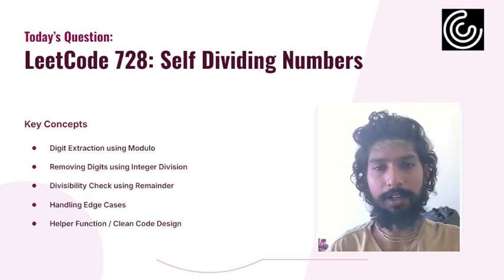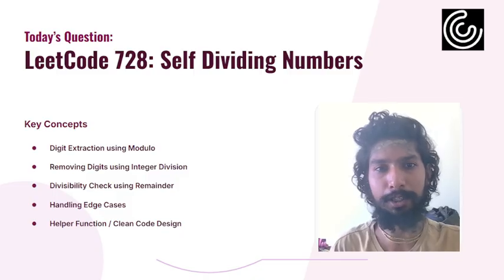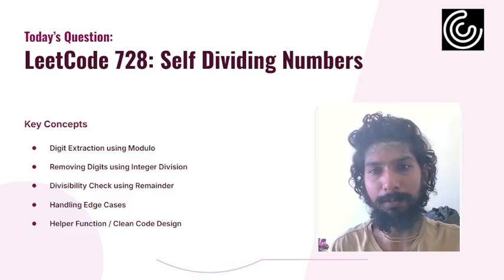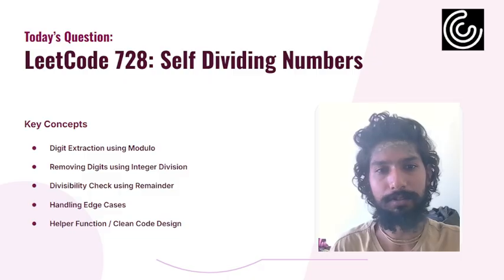Today we are solving a very simple looking LeetCode problem, self-dividing numbers. But this problem is important because it teaches one core DSA skill, how to break a number into digits and check conditions digit by digit. This exact idea appears again in problems like palindrome numbers, Armstrong number, digit sum, happy number and many number-based DSA questions.